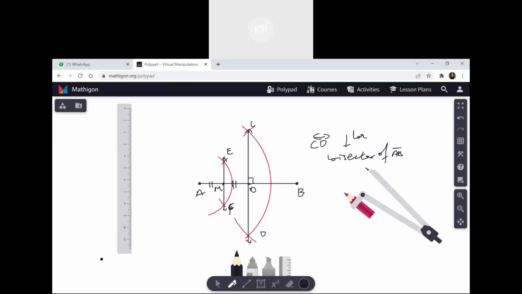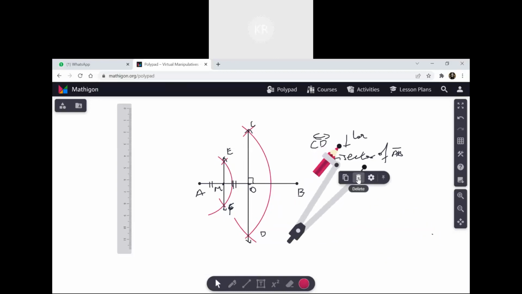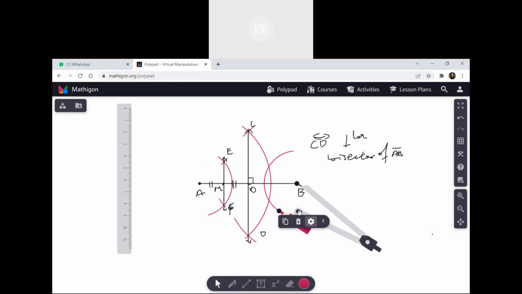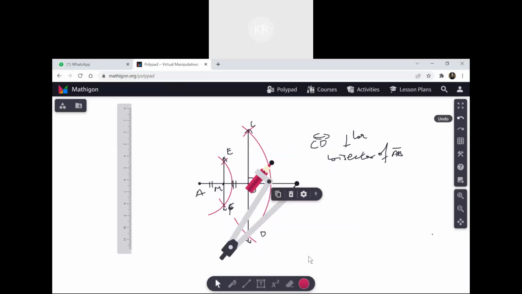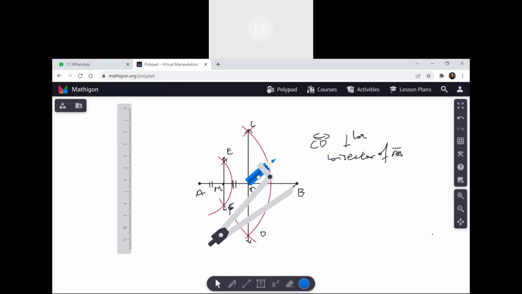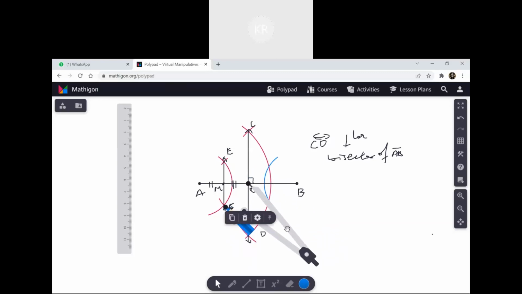Again, if you do perpendicular bisection of OB, same method. So taking B as the center, you'll make the arcs like this. Okay, I'll change the color. Rather, same color to avoid confusion, I changed the color. Now I will take O as the center.